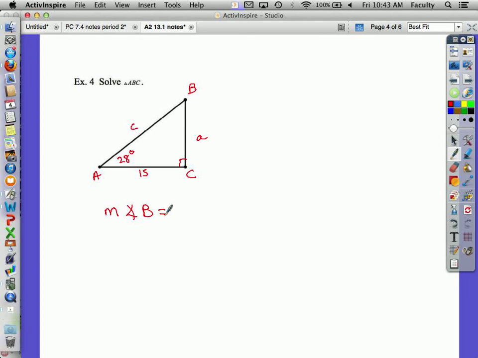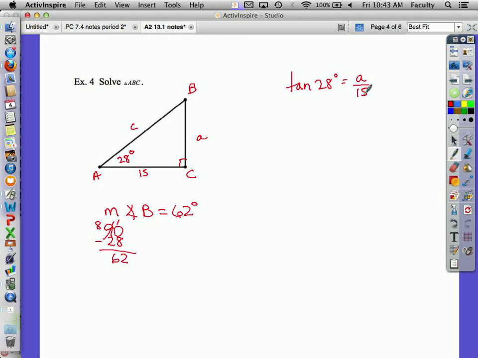If I have a right angle, that means the other 2 angles add up to 90. So I just need to do 90 minus 28. So that's 62 degrees. All right, so if I want to find side a, I have the opposite of 28 degrees, and I have the adjacent. Which trig function is opposite over adjacent? Tangent. So we're going to write down tangent 28 degrees equals a over 15.